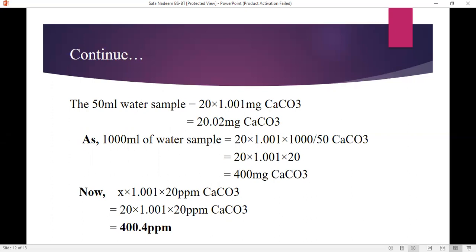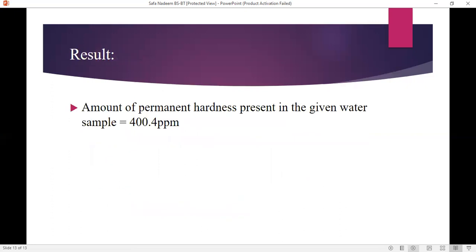These all are supposed values. In the result, we have the amount of permanent hardness present in the given water sample equal to 400.4 ppm. So in this way, we can determine the permanent hardness in water.